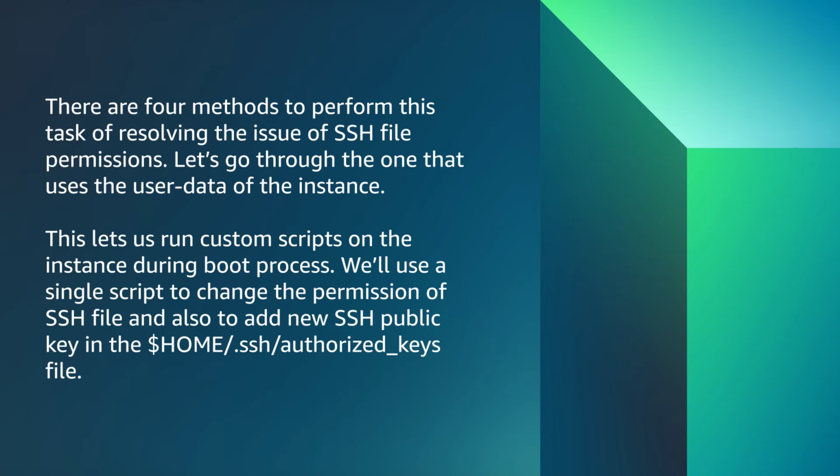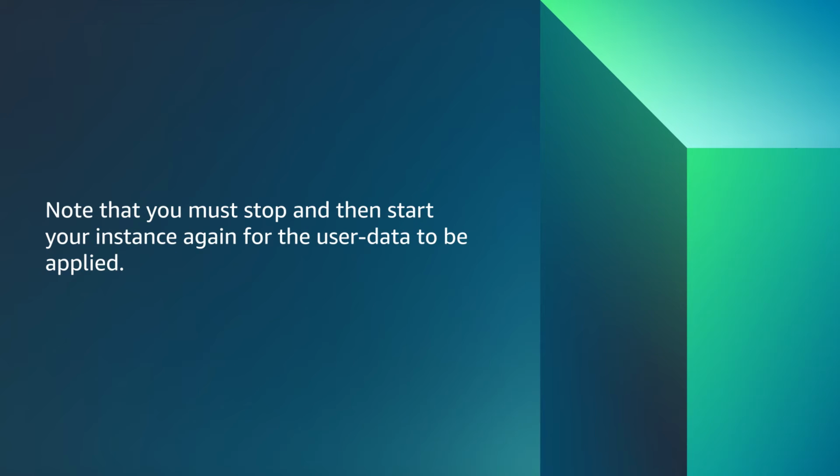There are four methods given in the article to perform this task of resolving the issue of SSH file permissions. Let's go through the one that uses the user data of the instance. This lets us run custom scripts on the instance during the boot process. We'll use a single script to change the permission of the SSH files and also to add a new SSH public key in the authorized keys file. Note that you must stop and then start your instance again for the user data to be applied.